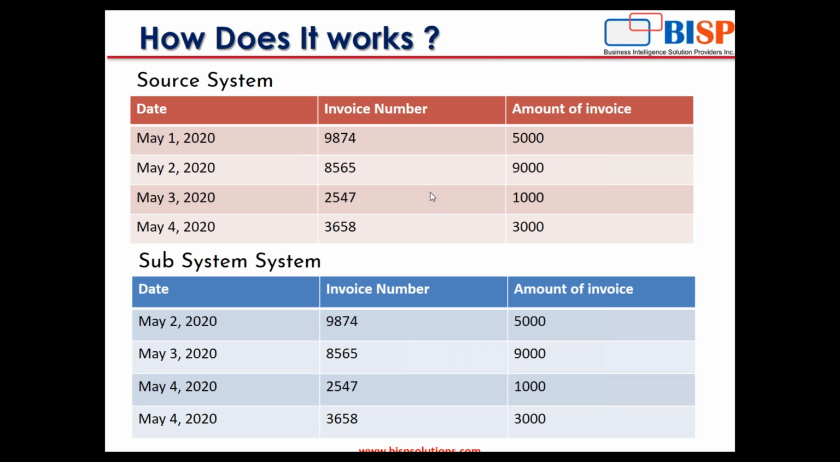But in order to understand how they are going to match, because here, as you can see, in my source system, date is 1st of May. Here in my subsystem it is 2nd of May. Then here it is May 2nd, but the same invoice number for the same amount here is May 3rd. So how is it going to process the data in the application and provide me with an output? We are going to just look into that.